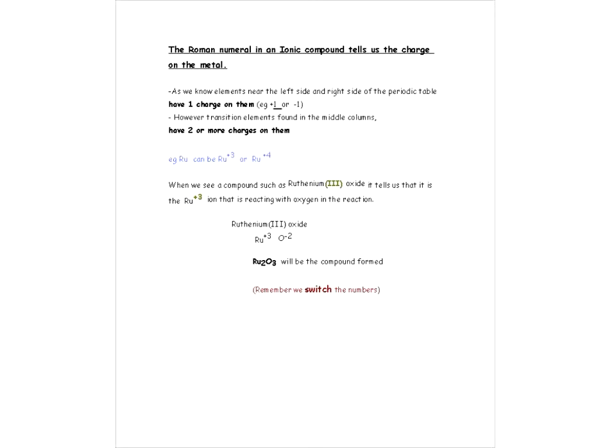So for instance, if you look up Ru, you'll see on the periodic table that it can be Ru +3 or Ru +4. So if you see a compound name that is ruthenium 3 oxide, it tells us that it's not the Ru +4 that we're interested in, but the Ru +3. That's the one that's reacting with oxygen, because we've got a ruthenium 3 oxide, means that oxygen is the other element. Okay, so we know that we have Ru +3. If we look in the periodic table for oxygen, we see we have O -2.